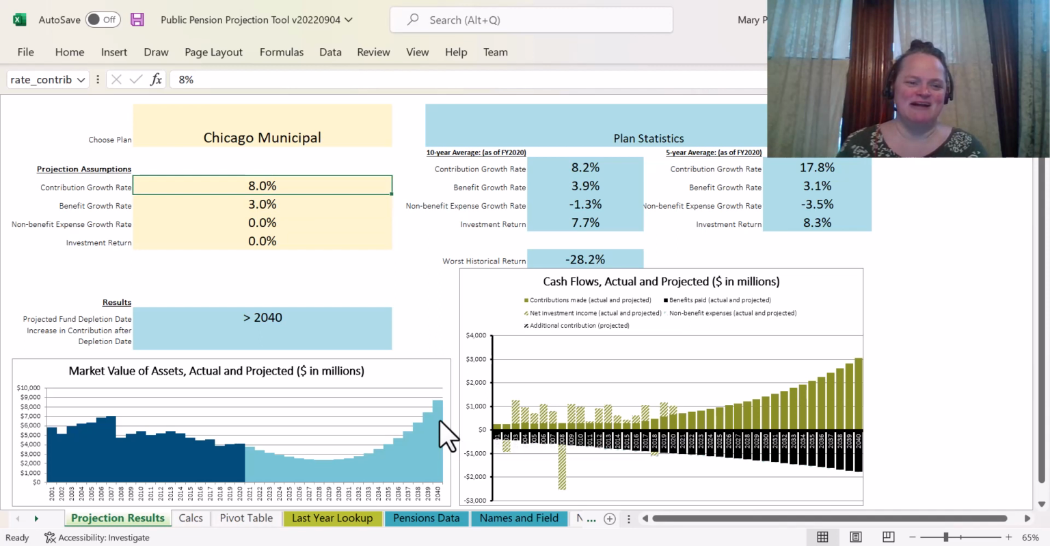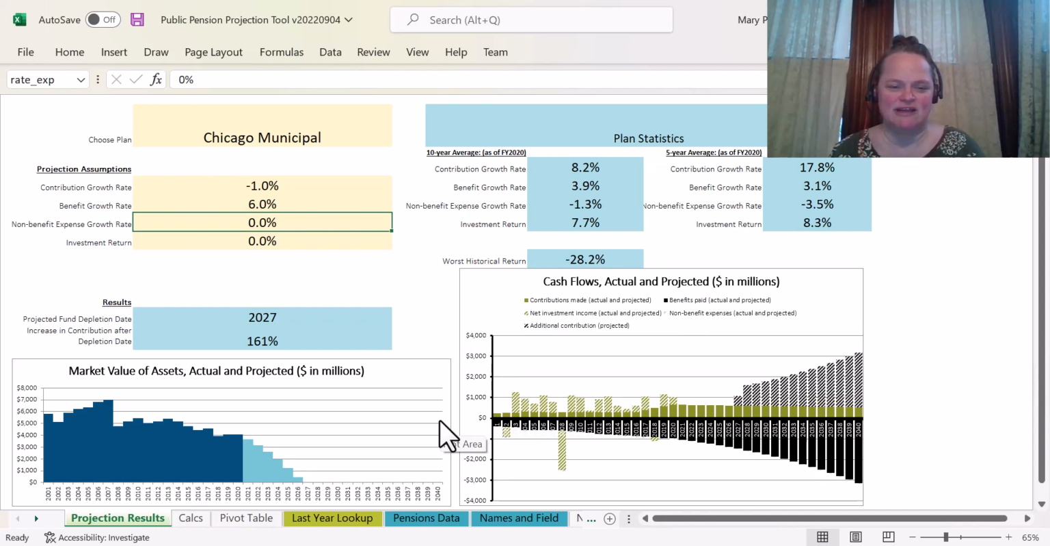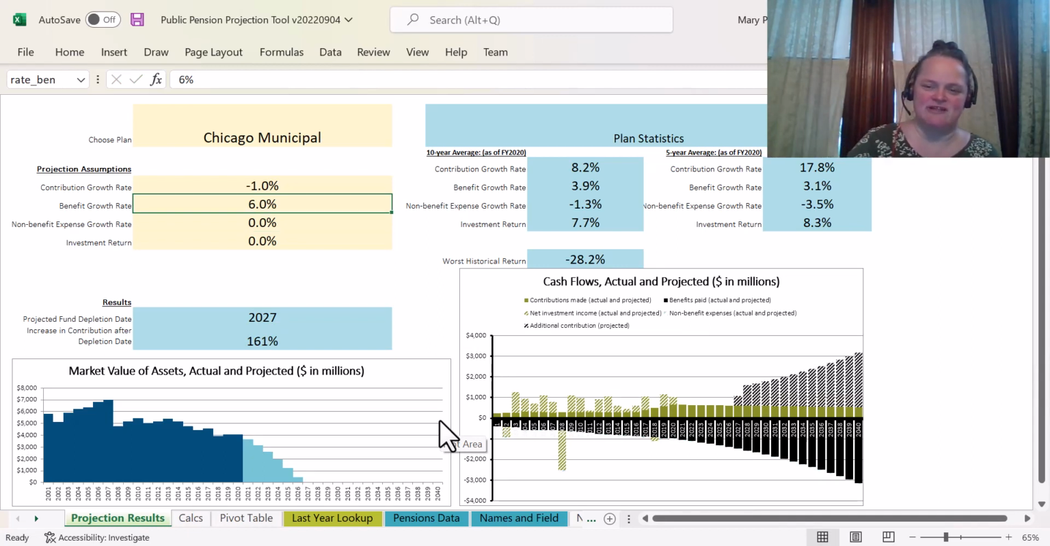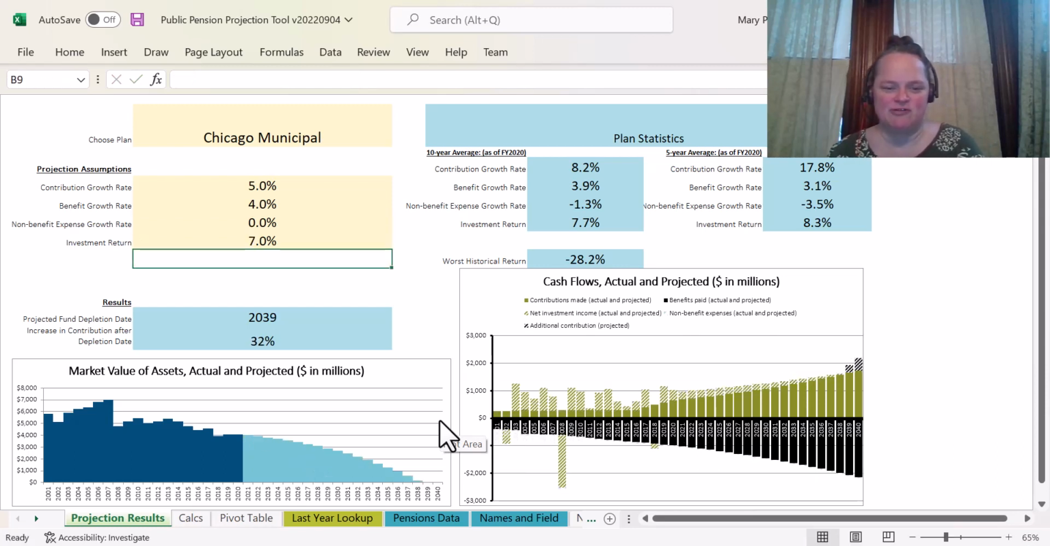And say the contribution growth rate, well, I said you could put negatives in here. Maybe it was negative 1%. I'm joking around here. So that's not great. Or the benefit growth rate is 6%. Obviously, it would run out of money faster. Okay, so let's say 5% is sustainable. We'll say the benefit growth rate is 4%. Investment return, we'll say 7%. Okay, that pushes out where we run out of assets farther.